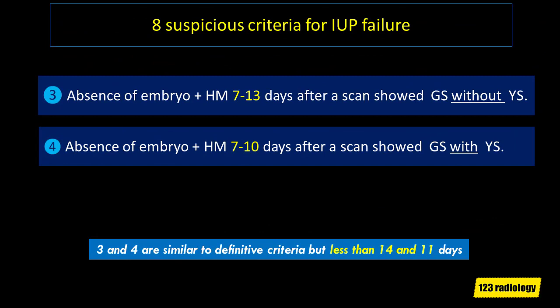The third and fourth criteria are similar to the definitive criteria, but less than 14 and 11 days. Absence of embryo with heart motion, 7 to 13 days, after a scan showed gestational sac without yolk sac. Absence of embryo with heart motion, 7 to 10 days, after a scan showed gestational sac with yolk sac. Note that the time intervals are slightly less than the time intervals required for definitive diagnosis of failure.